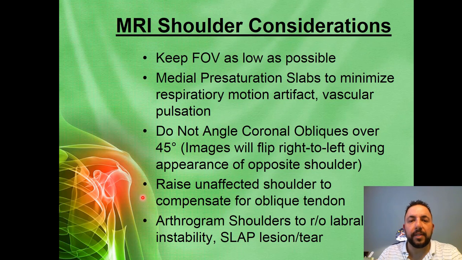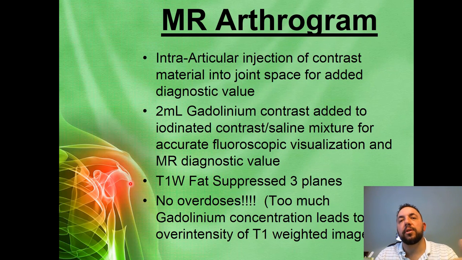Arthrogram shoulders, we'll look at that in a moment, to rule out labral tear, instability, slap lesion, or tear, and that requires an intra-articular injection of contrast material into the joint space for added diagnostic value. This is done under fluoro and obviously under x-ray. 2 mLs gadolinium contrast added to your iodinated contrast saline mixture for accurate fluoro visualization. No need to increase that more.